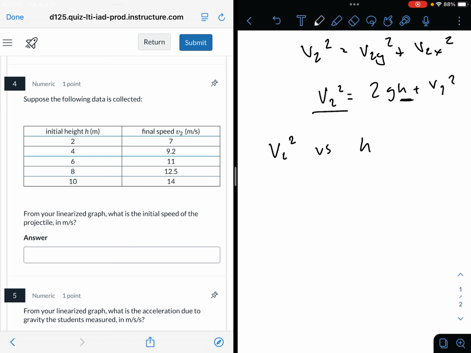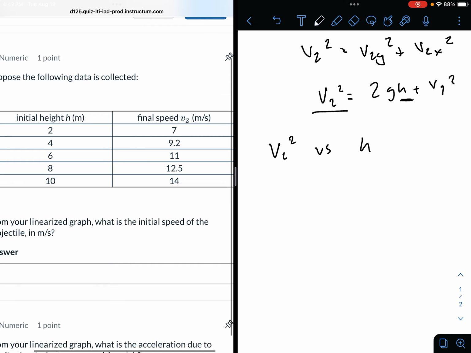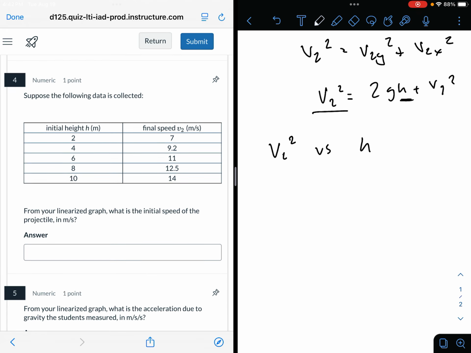So we just square all of this data. Instead of 7, we're going to do 49. Instead of 9.2, it's going to be 81 something, or maybe 82. I'm not sure. It should be 81. In fact, you could figure it out with a binomial expansion using 0.2, so it would be maybe 82. 11 becomes 121, that sort of thing.